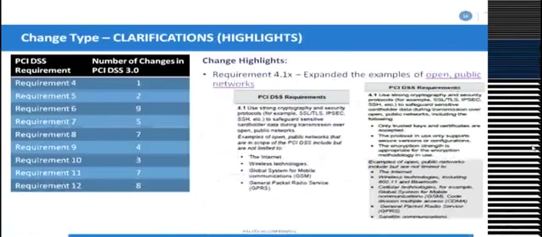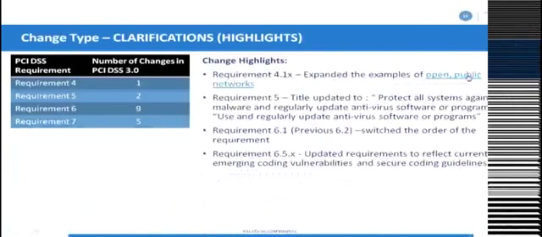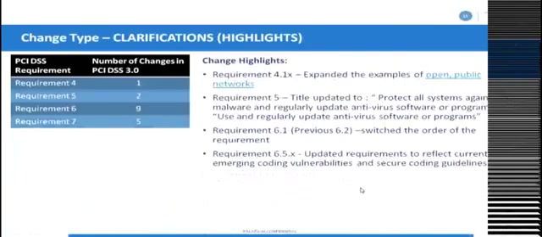So the standard is making it a little clearer in terms of what it means when they use the term open or public network, listing down examples such as the internet, wireless technologies, GSM, CDMA, GPRS, and satellite connections. Some of the enhancements that the council has brought into this particular version.